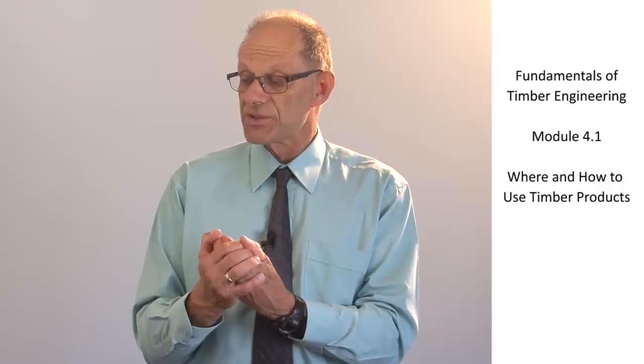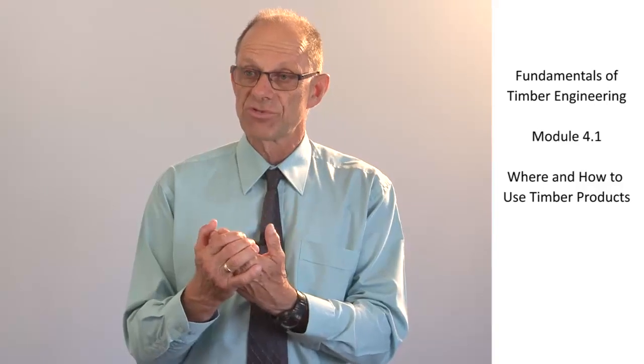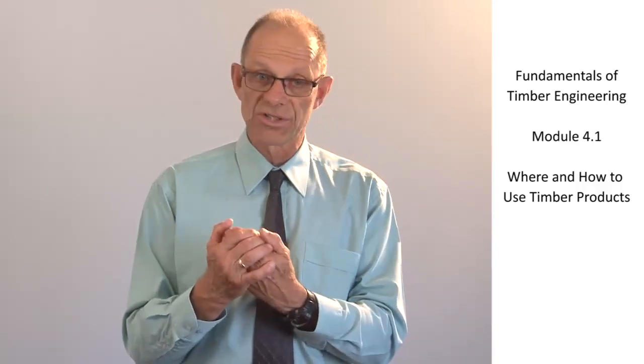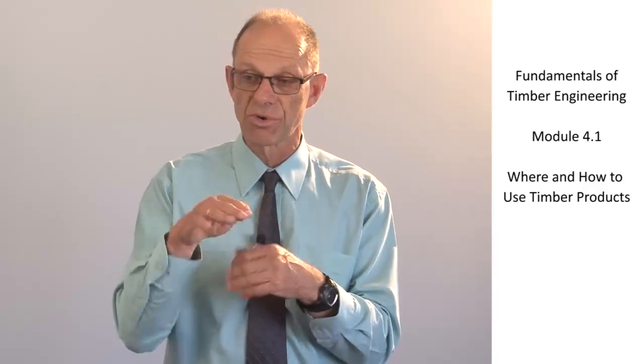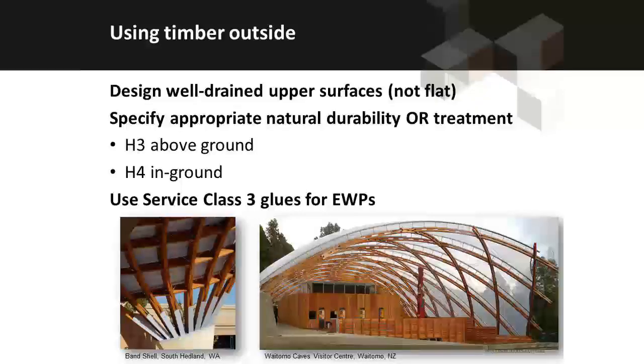Other devices we can use to keep the timber dry is to avoid horizontal upper surfaces of the timber. Those horizontal upper surfaces are going to trap moisture, moisture will pond on them, but if there's a slope on those upper surfaces, then the moisture is going to run off. Appropriate levels of treatment are also really important, and appropriate glues for external environments are also important.